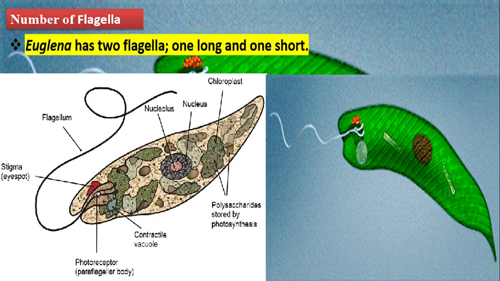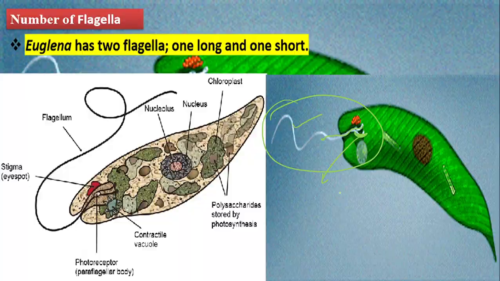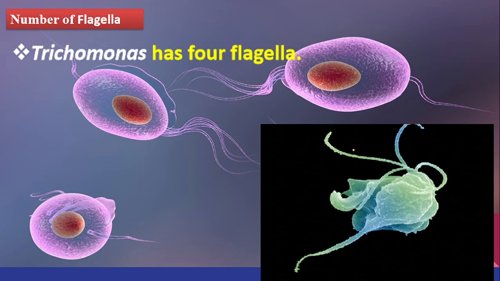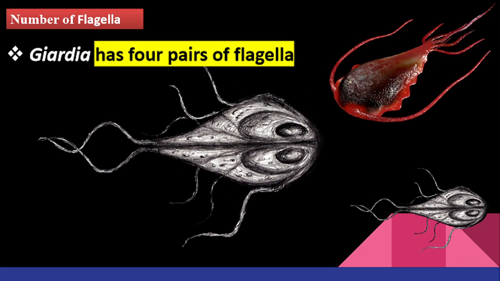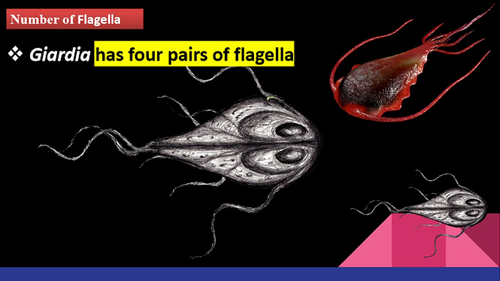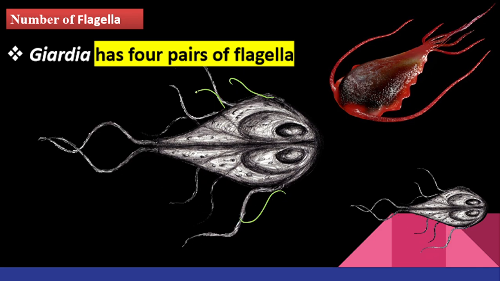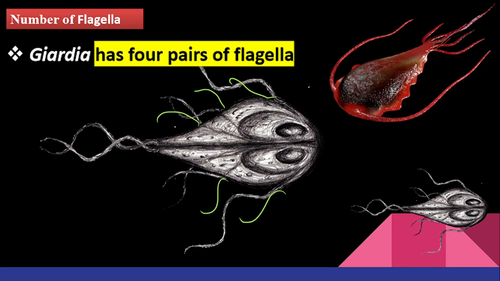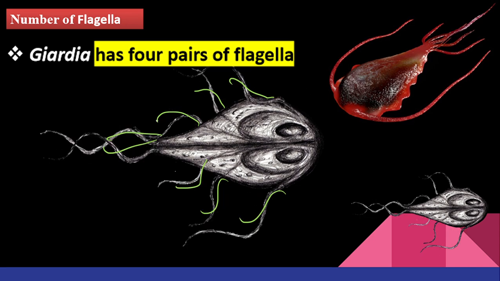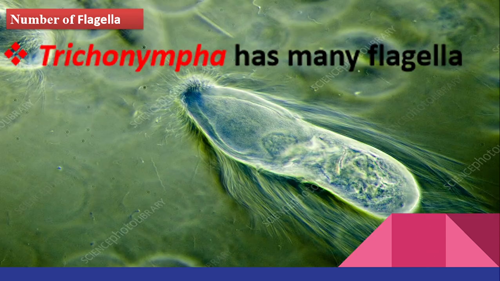What about Euglena? See the structure over here. I can see one flagellum, but ma'am, you told me Euglena has 2 flagella. It's correct. See, one is over here and the other, the short one which you can see here, is your second flagellum. So Euglena has 2 flagella. Trichomonas has 4 flagella. Then we have Giardia, which has 4 pairs. See here, one pair, second pair, third pair, and we have 4 pairs.